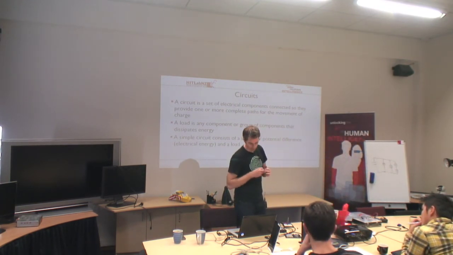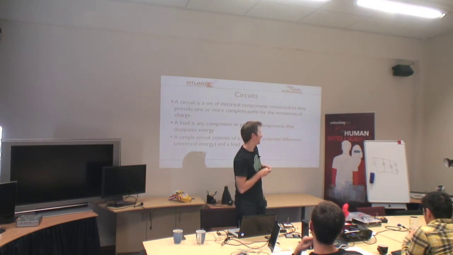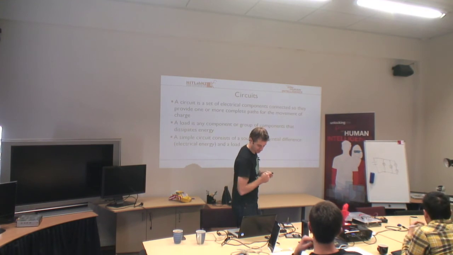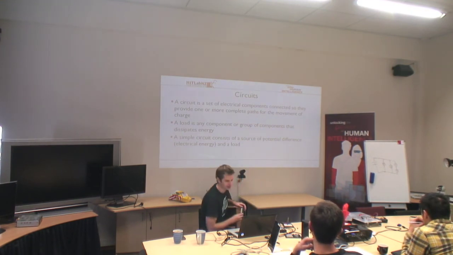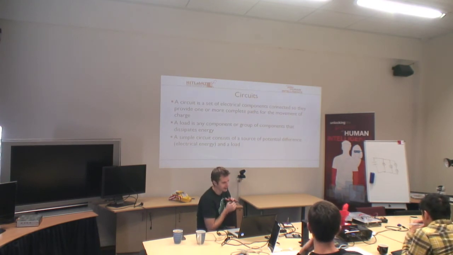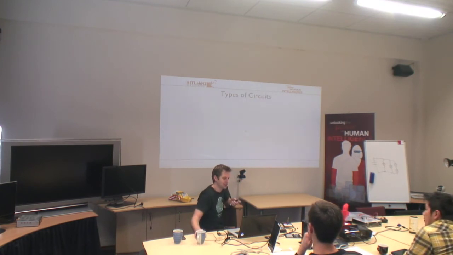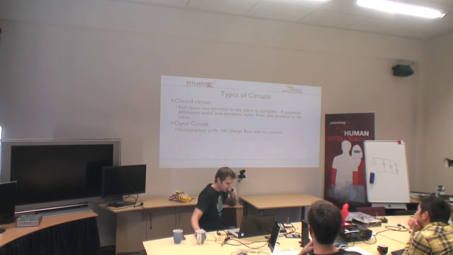So yeah, one or more complete paths, so it has to connect all the way around, otherwise nothing will happen. And then you have what's known as a load, a component or a group of components that dissipates the energy, so they convert the energy from electrical energy into heat, light, or whatever else. A simple circuit consists of a source of potential difference, so a battery, the USB provides power, or you plug it into a power source, and a load, something which is actually doing something with the energy.